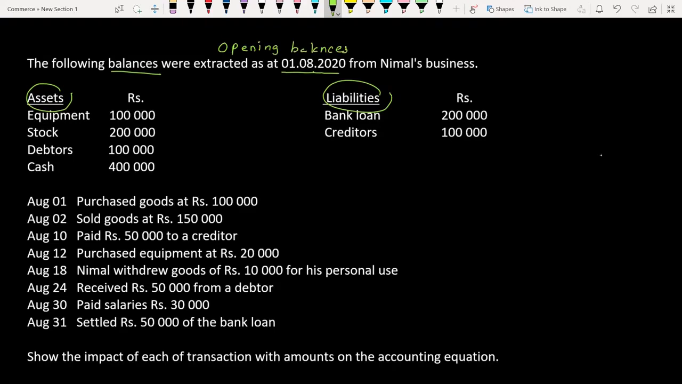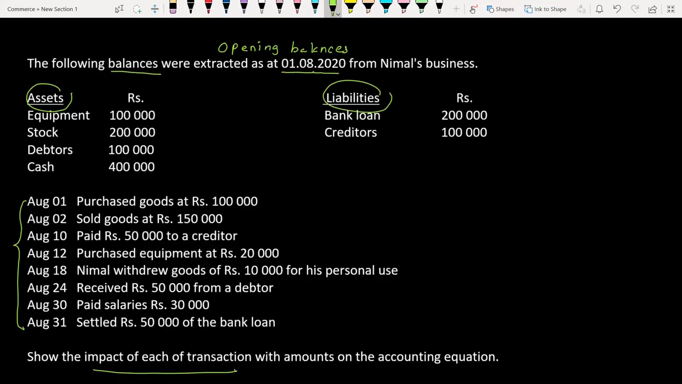Now here we have 4 asset balances, 4 opening balances of assets. And then we have 2 liability balances, so 2 opening balances of liabilities. Then we are given some transactions which occurred during the month of August. And then we need to show the impact of each transaction with amounts on the accounting equation.